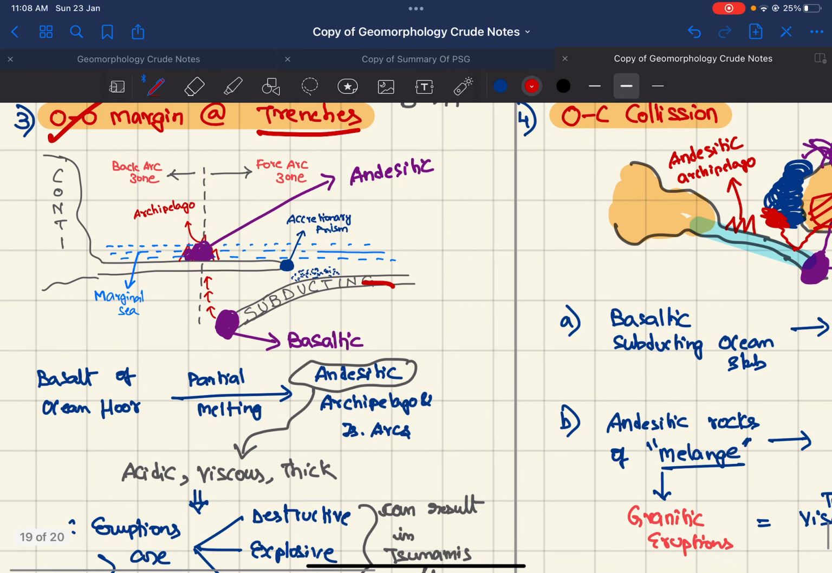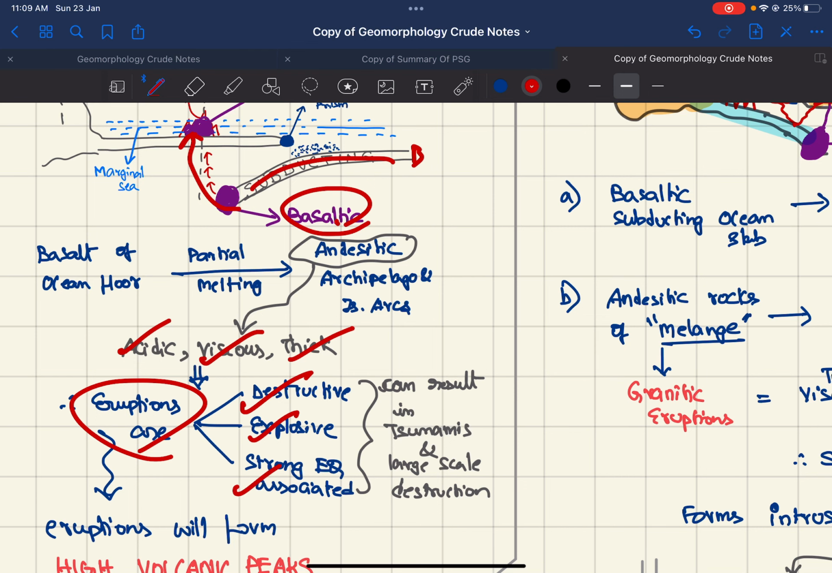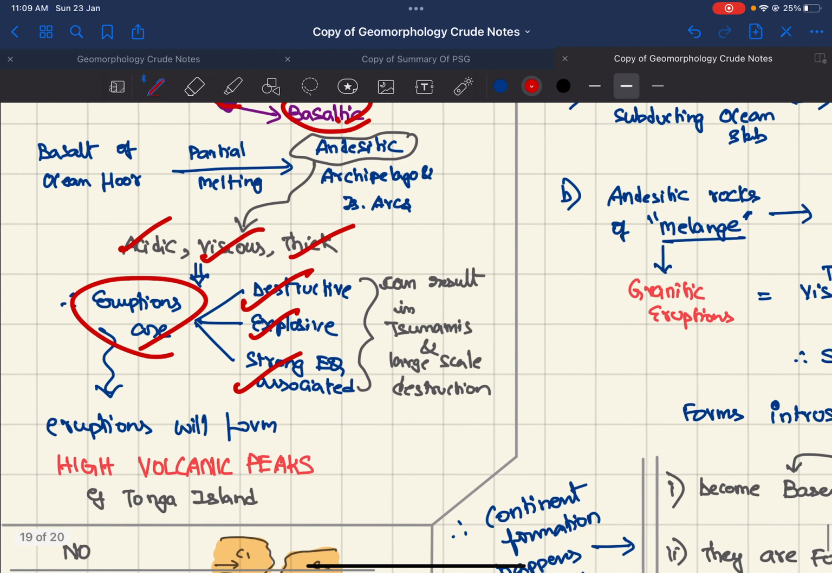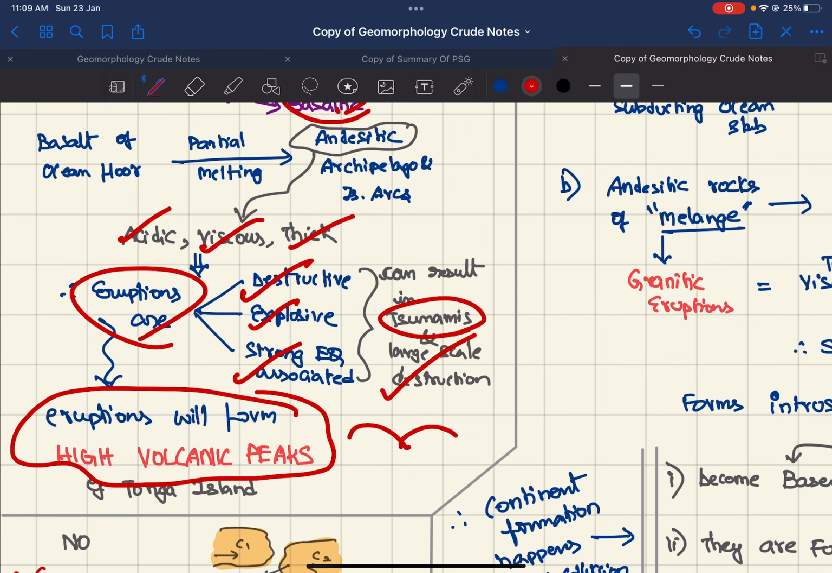Now coming to the third type, these are happening at ocean margins at trenches. Here we can see this ocean plate is subducting. Since the ocean plate is made up of basalt, it will undergo partial melting and come out as andesite. Since andesite is acidic, viscous and thick, the eruptions will be very destructive and explosive, and strong earthquakes are associated. Even tsunamis can form and large scale destruction can happen. Therefore these eruptions will also form high volcanic peaks because the lava doesn't flow like basalt.